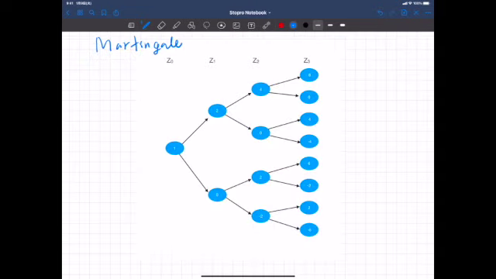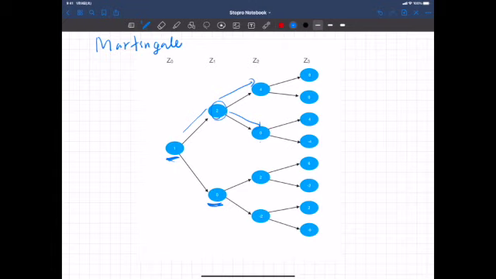Here is a graphical representation of the martingale strategy. In the first bet, the gambler bets $1. If he wins, then his stake becomes $2. And then in the next bet, he bets $2. If he wins, that will be $4. If he loses, he's not broke, but he's got $0. And in the first game, if he loses, he's got $0.